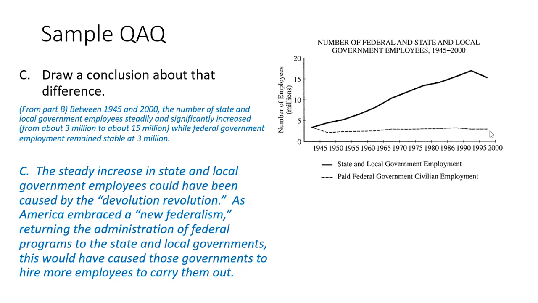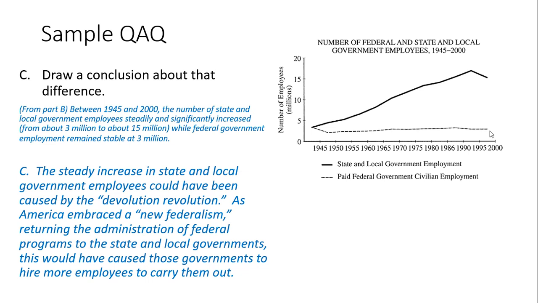Okay, part C, draw a conclusion about that difference. So I put here the difference that I wrote in part B for reference. I'm not rewriting it, I'm just putting it there so you can see it. But in part C, now I need to explain either a cause or effect of this. So here I use a cause.